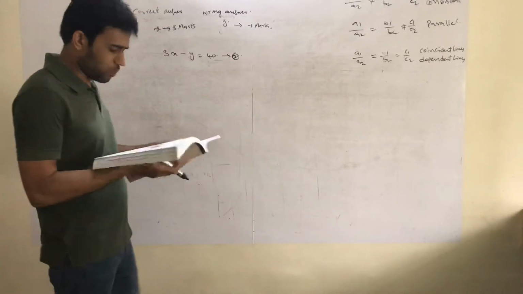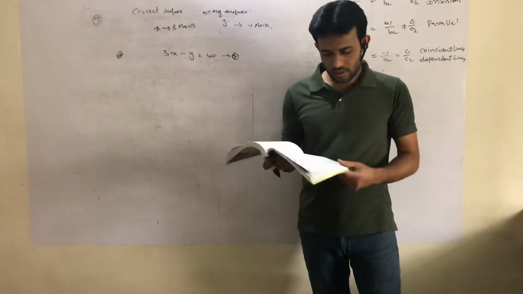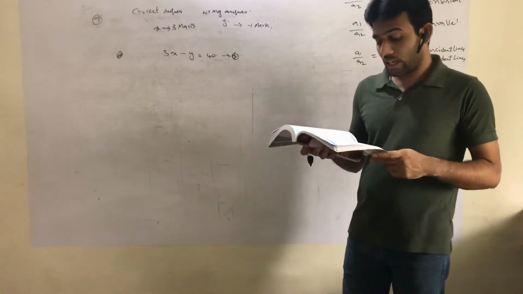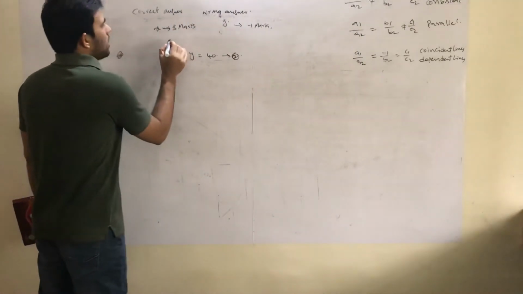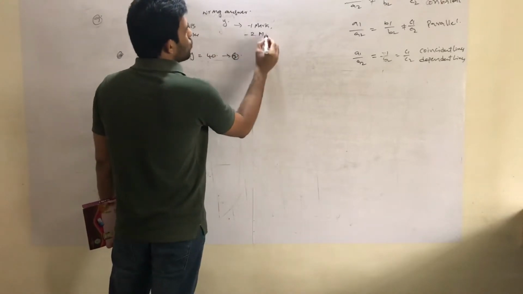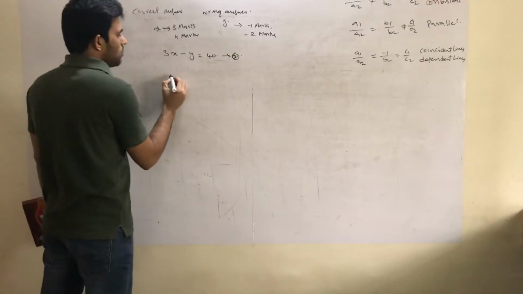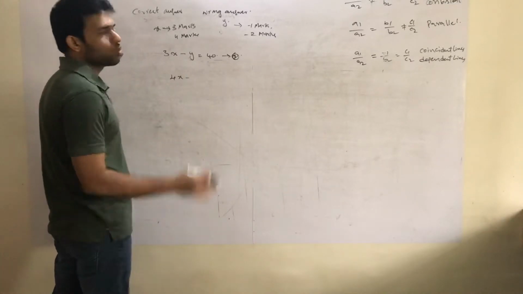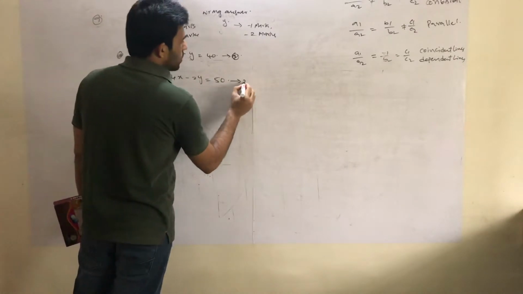Now he has given another statement. Madhu scored 40 marks. Had 4 marks been awarded for each correct answer and 2 marks deducted for each incorrect answer, Madhu would have scored 50. So the second equation becomes 4 into x, with x correct answers, minus 2 into y. That should be 50, is what they are saying. So this is equation 2.